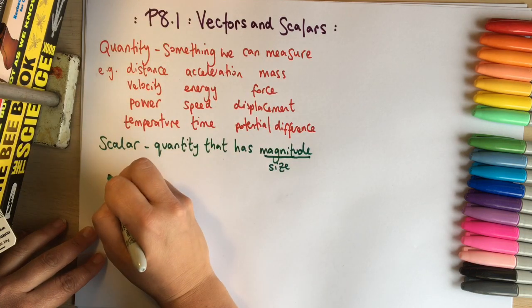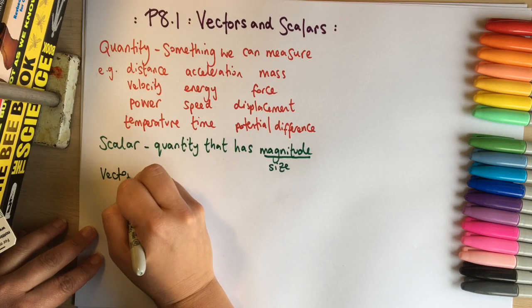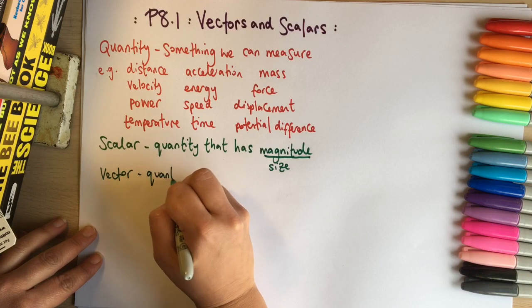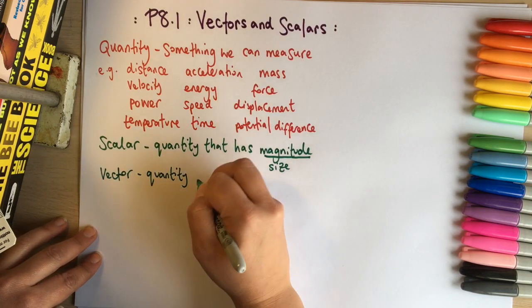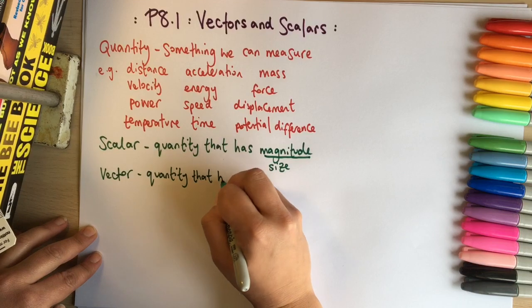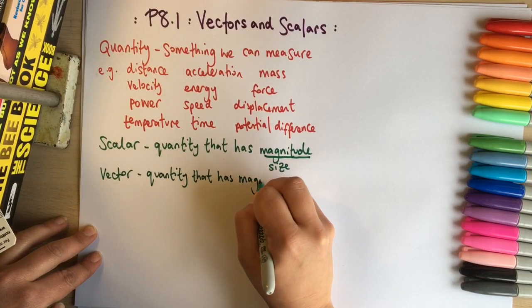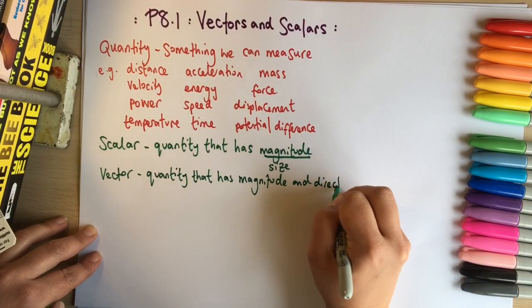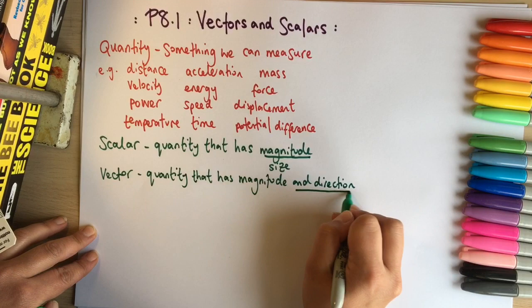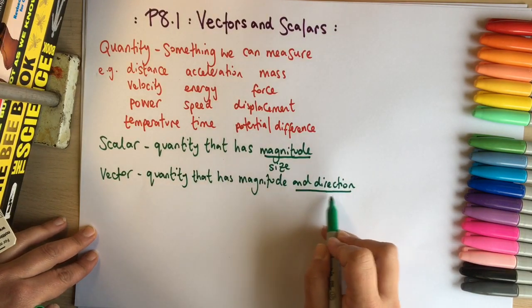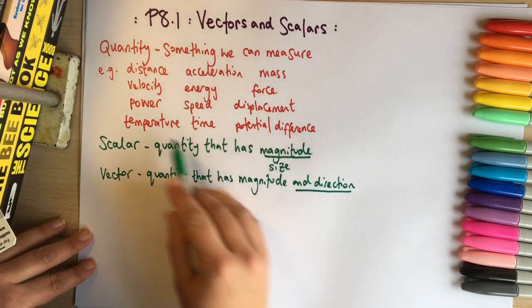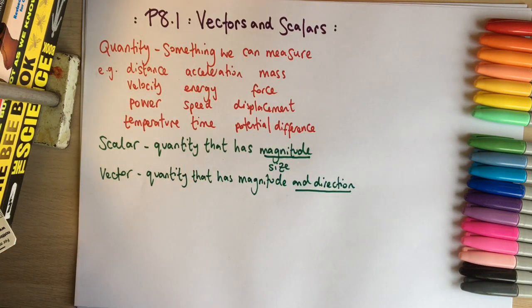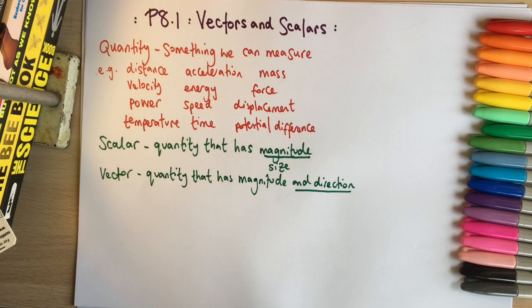Whereas a vector is a quantity when size matters, the magnitude, so that has magnitude and direction. So a vector is something where it has a size and the direction matters. So have a think about which of these quantities that you've come across before do you know that the direction that it's acting in matters.